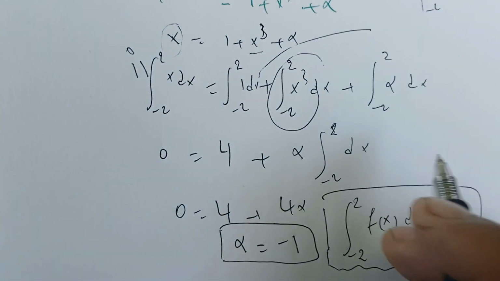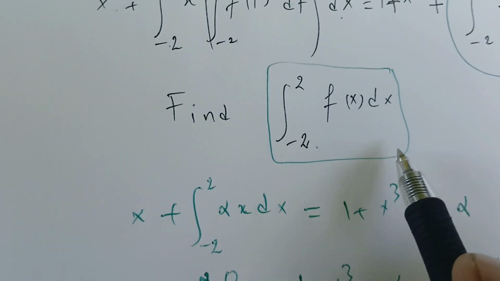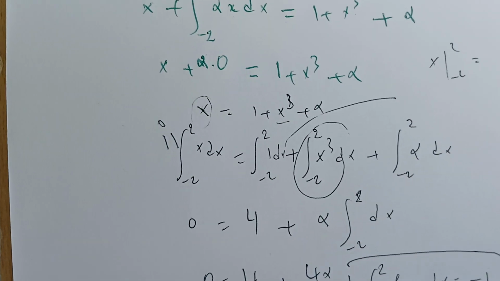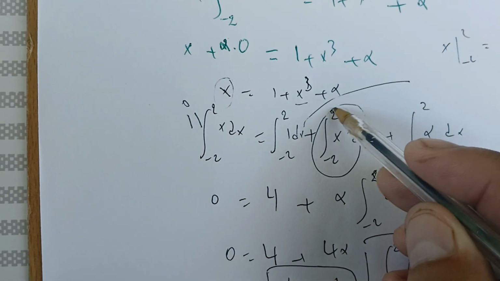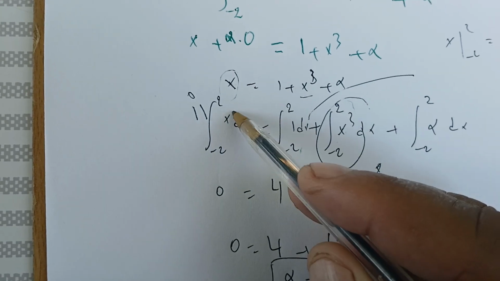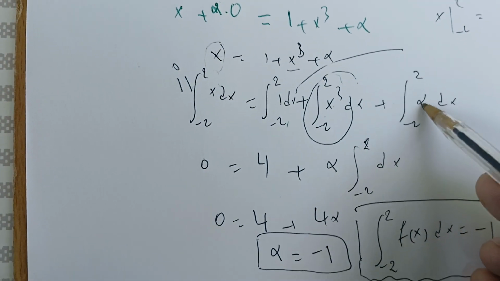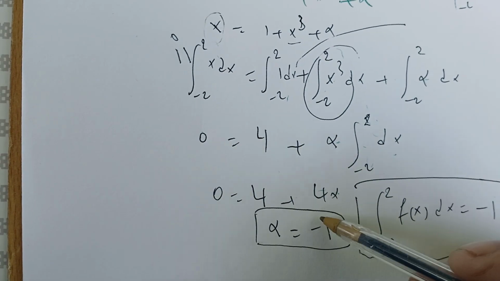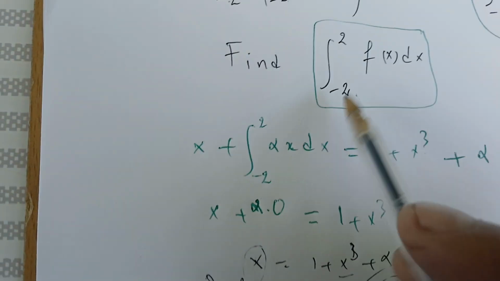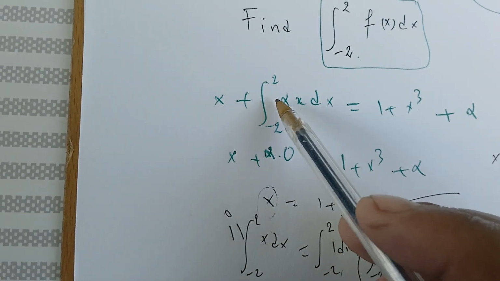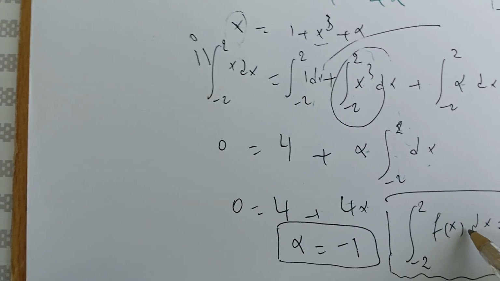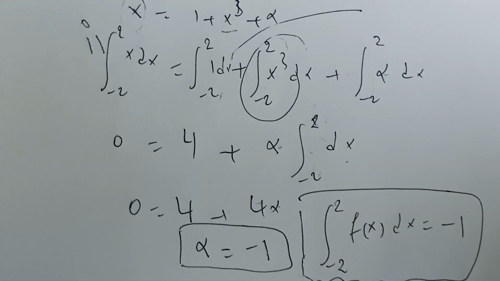So all this work was to find this value, because this is the question being asked here. Note that we have to use many properties of the integral. I hope that I didn't make any mistakes here. Let me see. X cubed is 0. This one is 4. This is 0. This one, when I integrate, I take the alpha outside, minus 2, 2, that's 4. 4 plus 4 alpha is 0, therefore alpha is minus 1. Yes, so the value of the integral of f of x dx between minus 2 and 2 is minus 1.